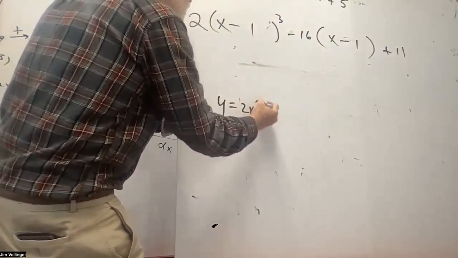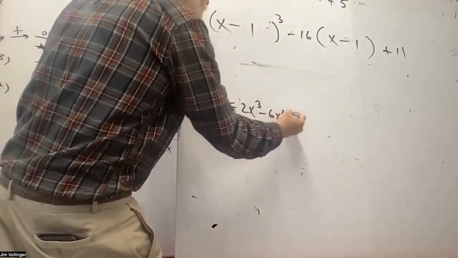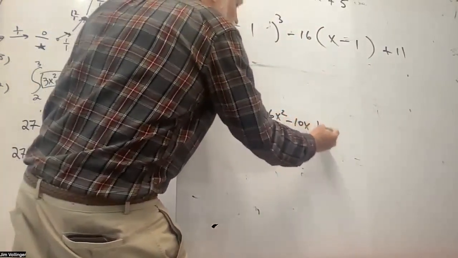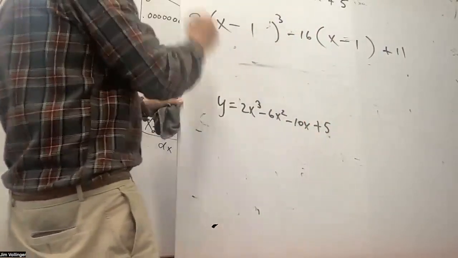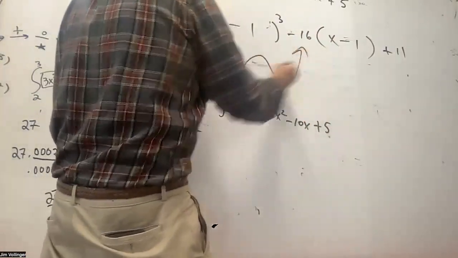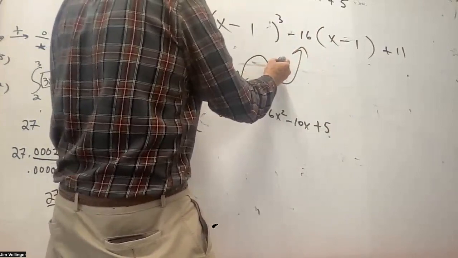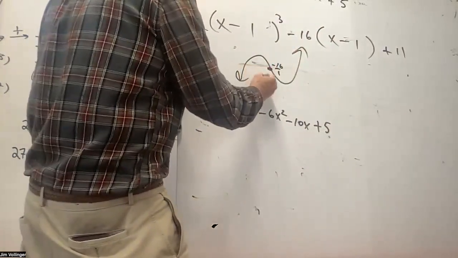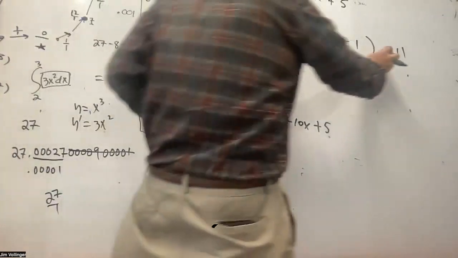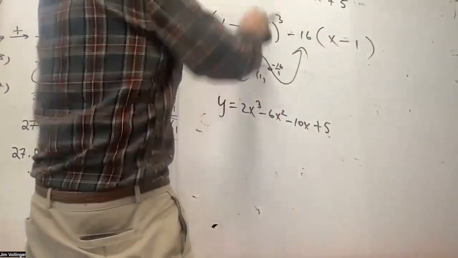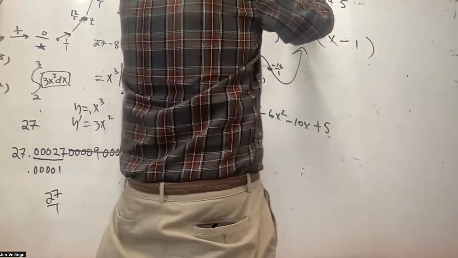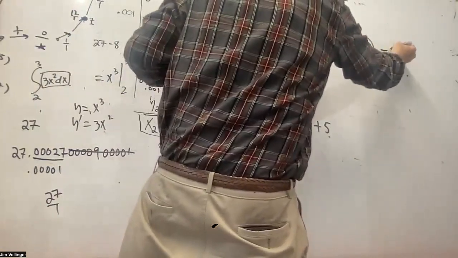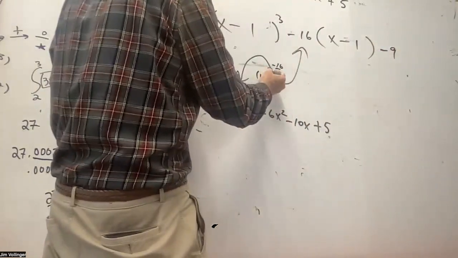y equals 2x cubed minus 6x squared minus 10x plus 5. Okay, so I now know I have one of these. I know that's minus 16 to 1 right there as a rate of change. And I know it's still 1. No, I got to put 1 in and get a different y value. So 2 minus 6 minus 10 plus 5 is minus 9. So I now know that that's 1, minus 9.